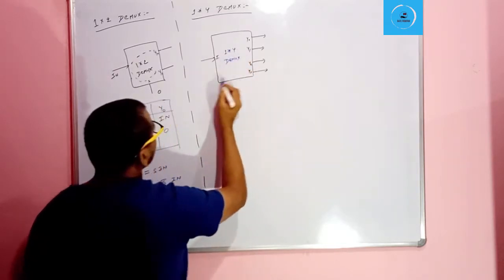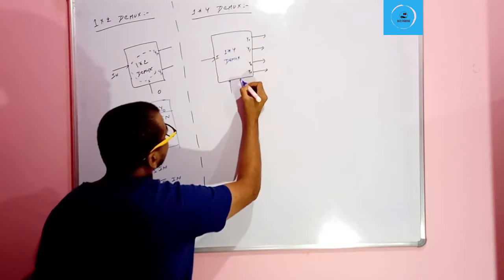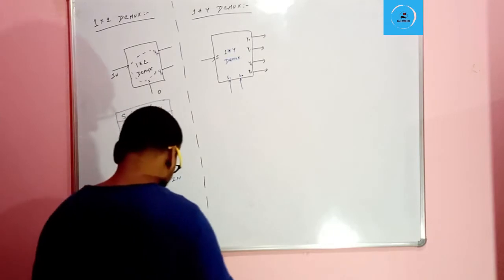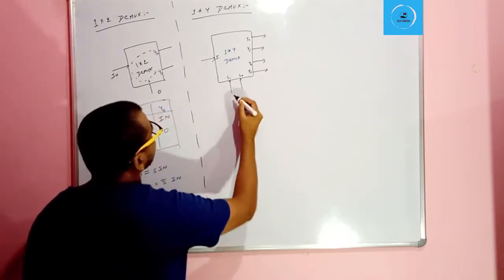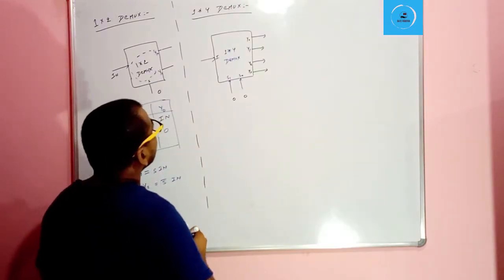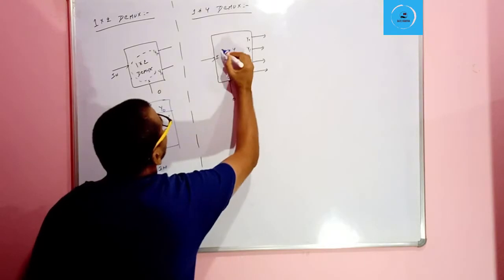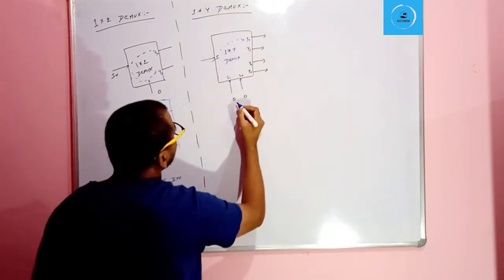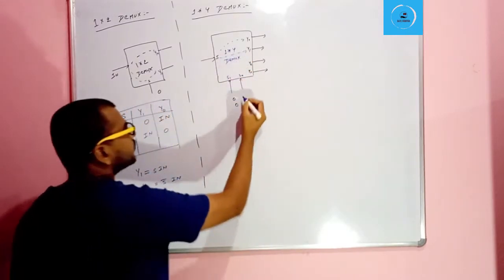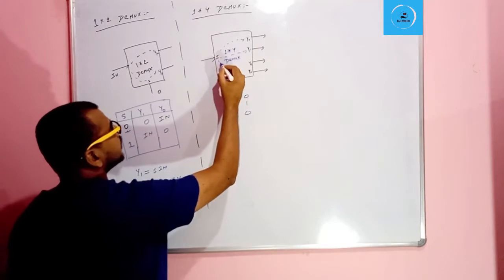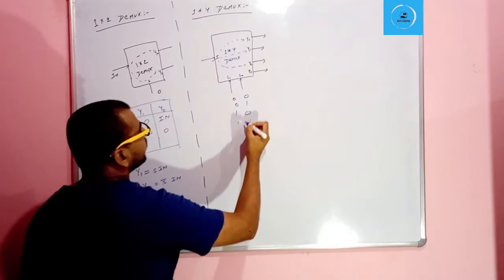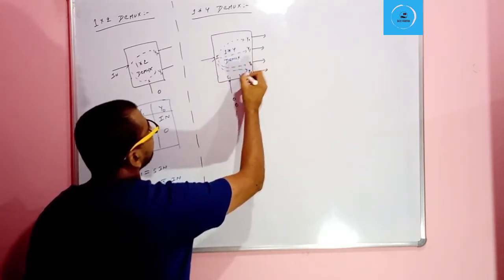So truth table, and there will be two selective lines, S1 and S0. If the selective line is 0, 0, then this input I will be transferred to y0, and for the selective line 0, 1, this I will be transferred to y1, and for the selective line 1, 0, this I will be transferred to y2, and for the selective line 1, 1, this I will be transferred to y3.